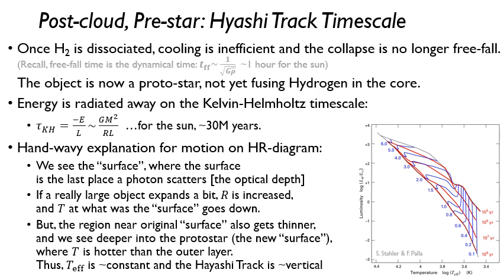So it's kind of a swindle that the thing that you see as the surface is actually moving inwards. So what you used to call the surface is cooler, but the region you see is still about the same temperature as what you originally saw. Okay, so basically the effective temperature is roughly constant, and this is kind of the hand-wavy explanation for why your Hayashi track, that's what this evolution on the HR diagram is called, is roughly vertical.